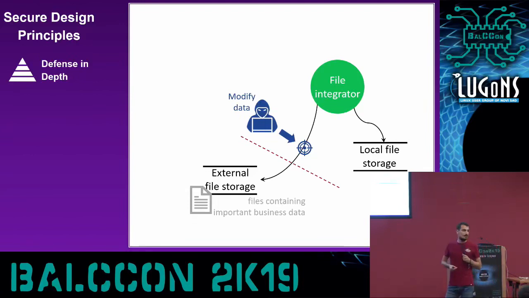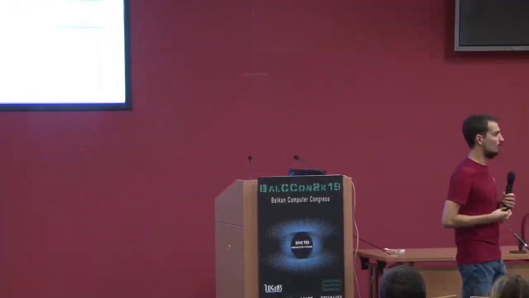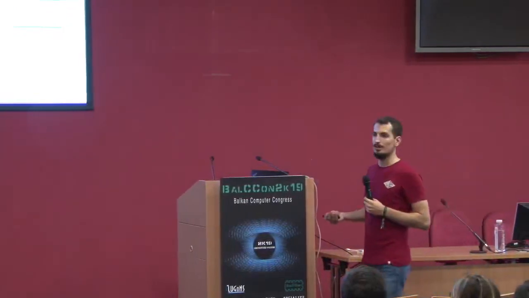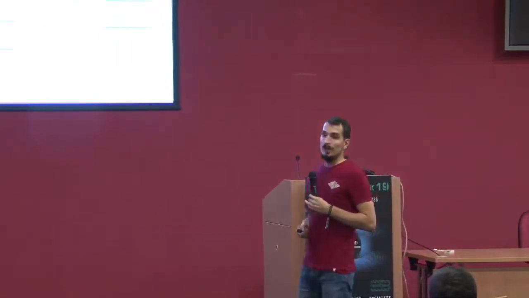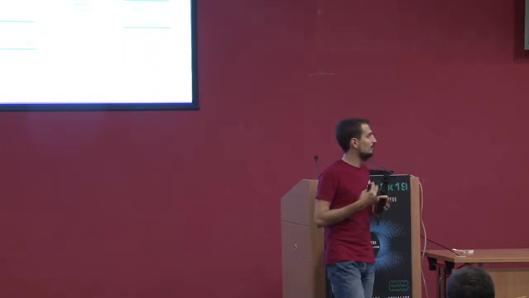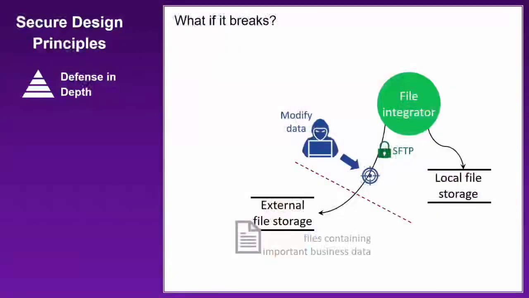A possible attack can be on the communication channel itself. So we introduce a security control, we introduce secure file transfer protocol. Job done, right? Well, not if we're talking about defense in depth. We need to ask the question, what if it breaks? What if this secure file transfer protocol doesn't work, doesn't provide us with the security that we need?